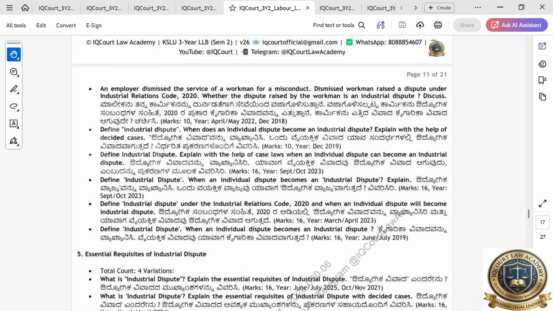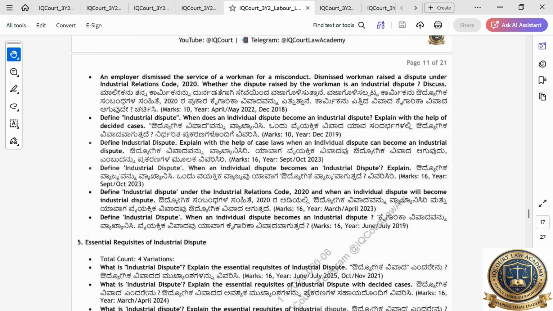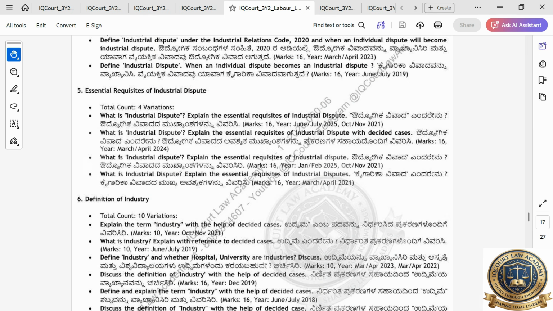As per the Supreme Court judgment, as per the old Act, and now as per the new Code, it is an industrial dispute. Define industrial dispute. Explain with the help of cases. This is a 90% important question in the first unit. Essential requisites for industrial dispute. See, both are the same question.